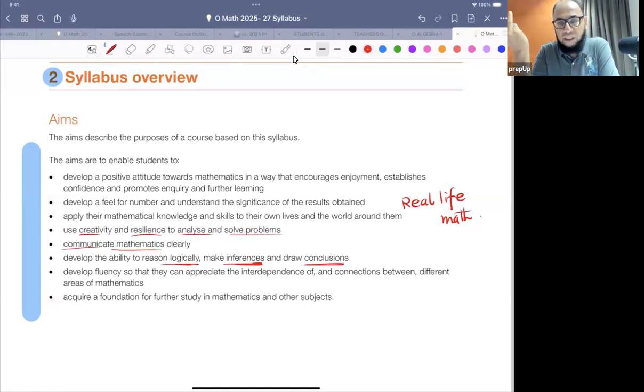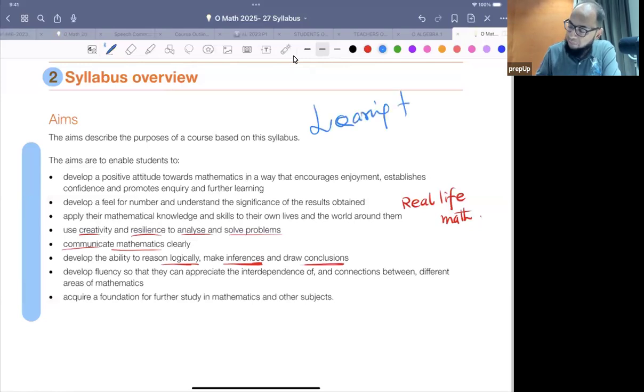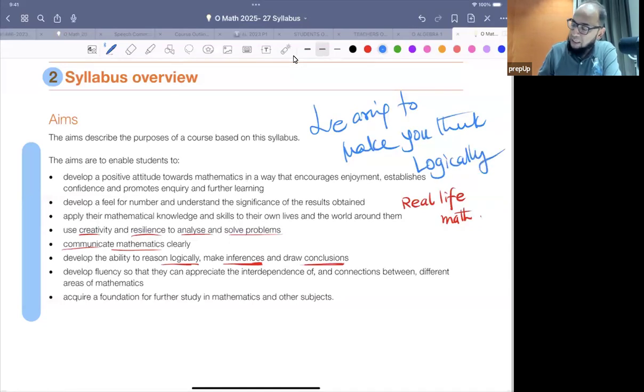So what is the objective of math? It's not just about numbers. It's not just about using a calculator. When we talk about math, it's basically learning to make you think. So this is learning to make you think logically. That is the whole purpose of mathematics.